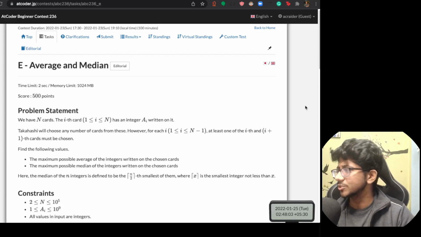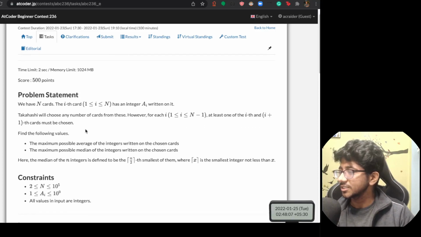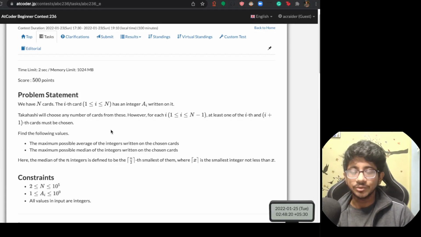Let's start with the problem. So the problem is Average and Median, and this particular question says that there are n cards, the ith card, and every card has an integer ai. We have to choose any number of cards, however, for every card i, at least one of the ith and (i plus 1)th card must be chosen. So out of every two neighboring cards, at least one of them has to be chosen.